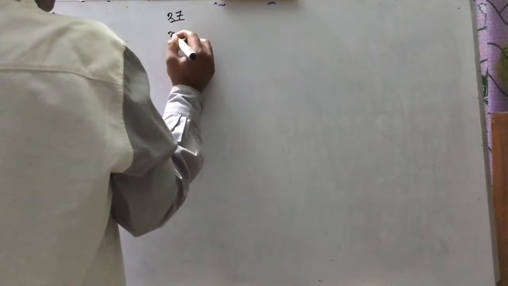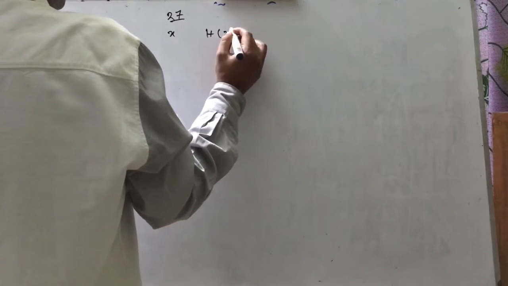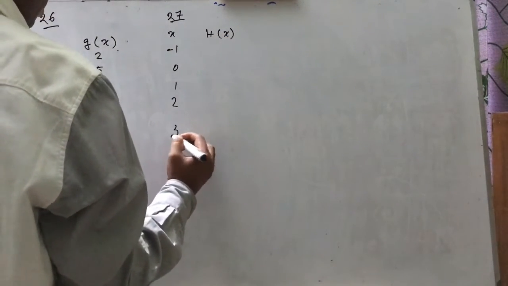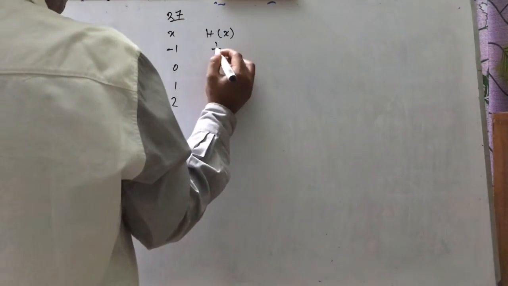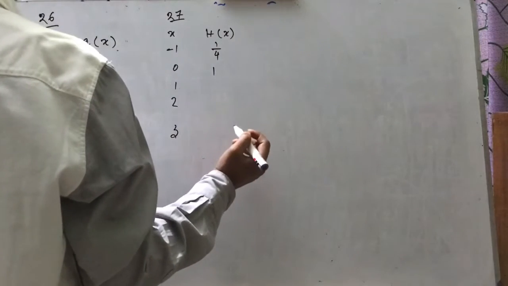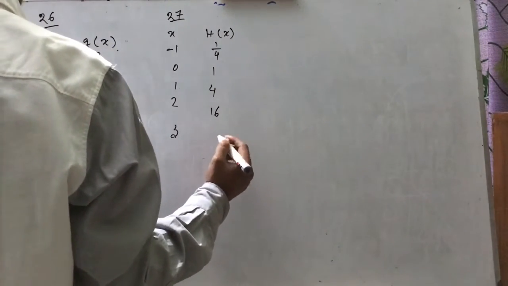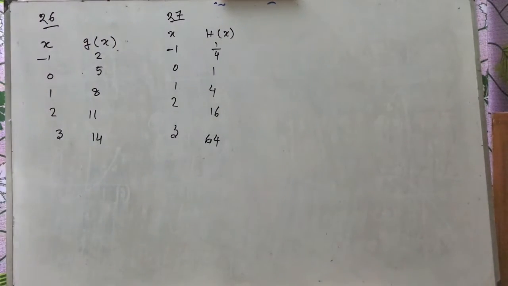Same x, then they say this is h of x, so minus 1, 0, 1, 2, 3. Values given are 1 by 4, 1, 4, 16, 64. So these are the two maths given in the worksheet.